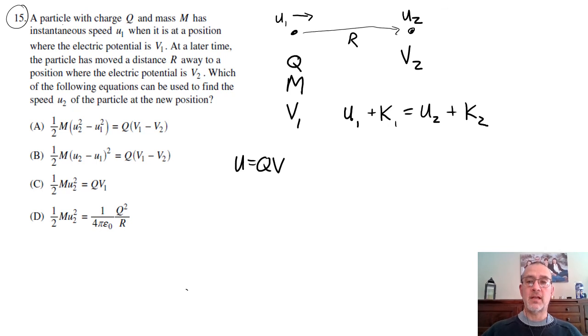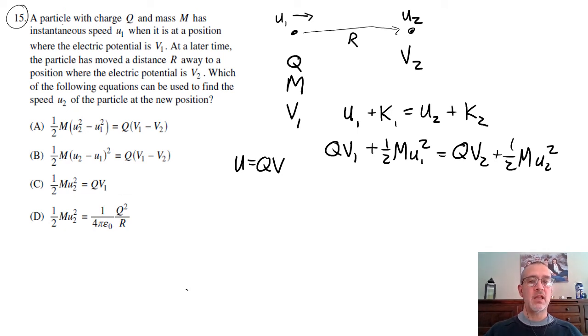So we can substitute that here, and we can say that Q times V1 on the left plus the kinetic energy, and kinetic energy, of course, is 1/2 times the mass times the initial velocity, which here is u1 squared, is going to equal Q times V2 plus 1/2 the mass times the new velocity, u2 squared. Now we can already see in the equation that they give us, they all seem to have the mass on the left and the charge on the right in some way, shape, or form. So we can arrange it so that we have masses on the left and charges on the right.